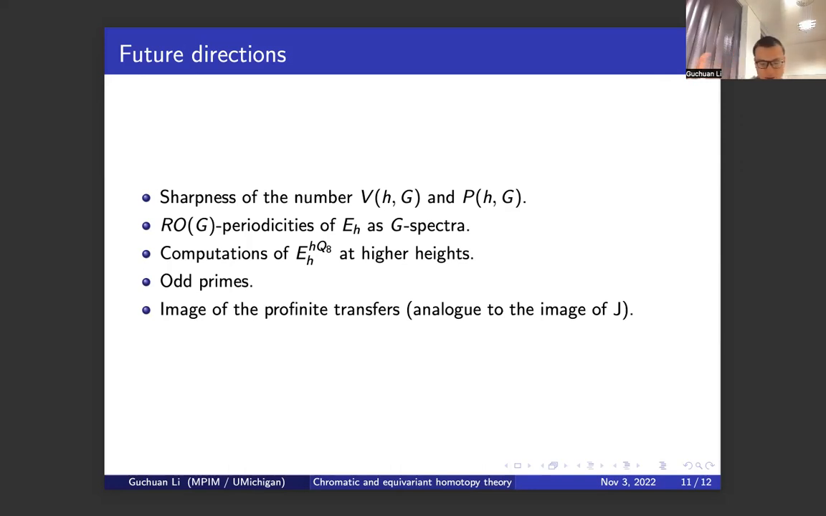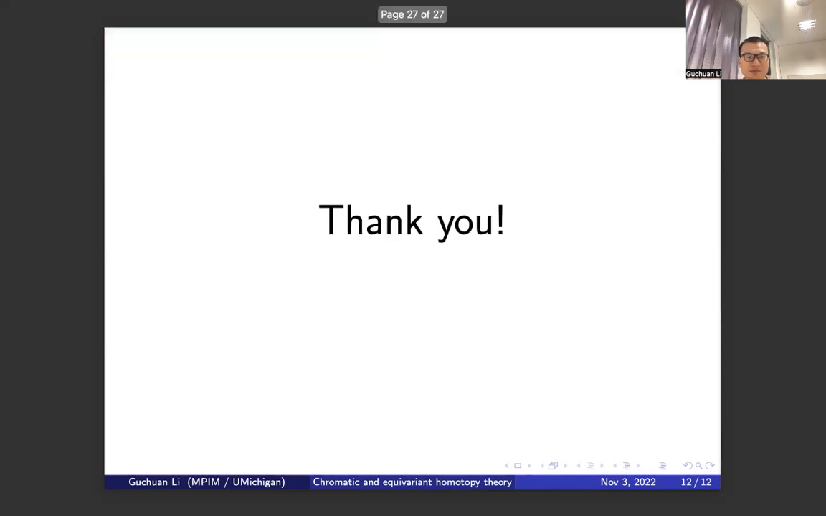For the computation, I really want to push the computation for Q8 at prime 2 in higher heights, and also for all primes. In the end, the image of the profinite transfer, which can be regarded as an analog of the image of J, is very interesting. That's all.